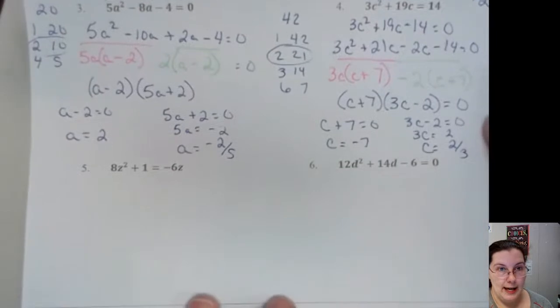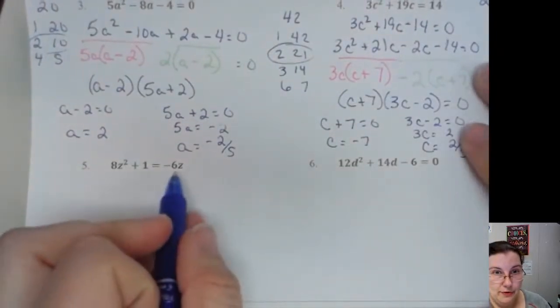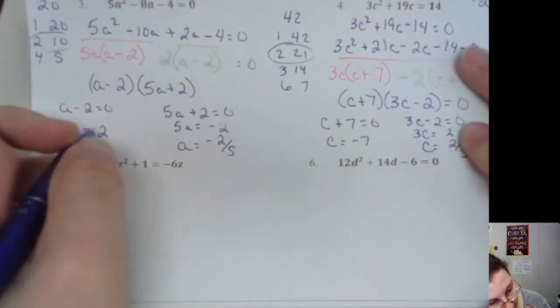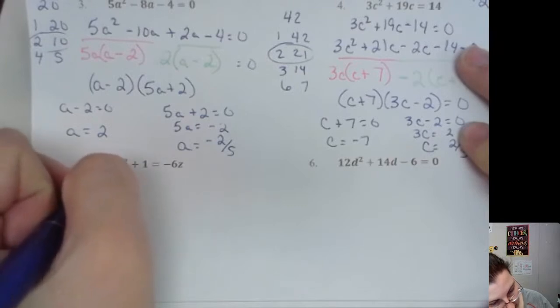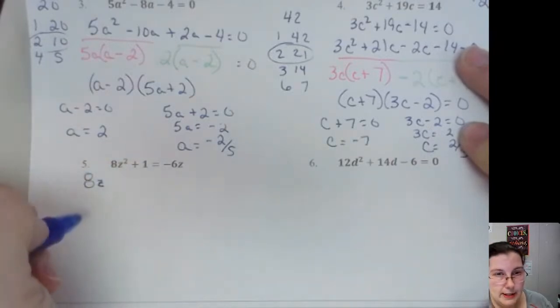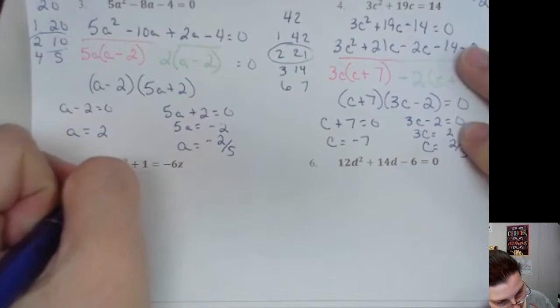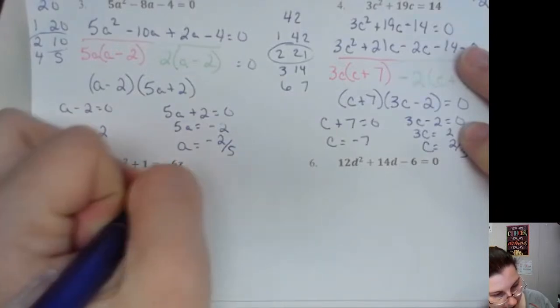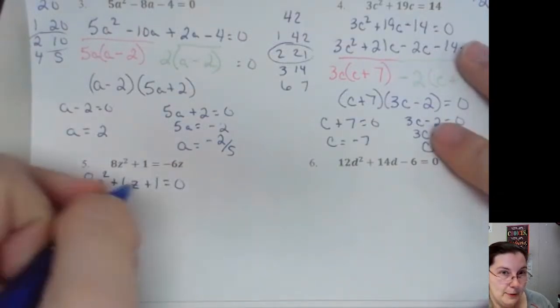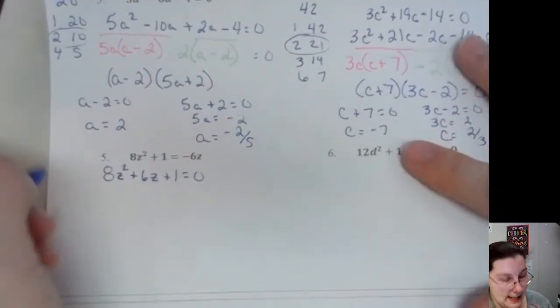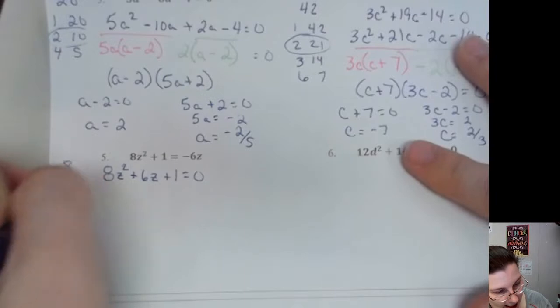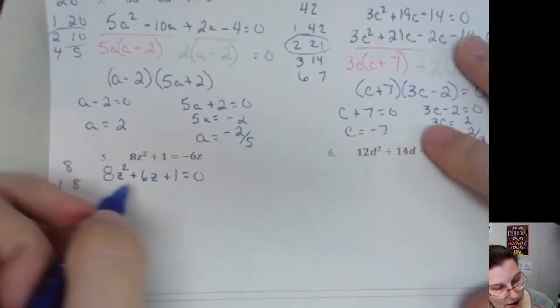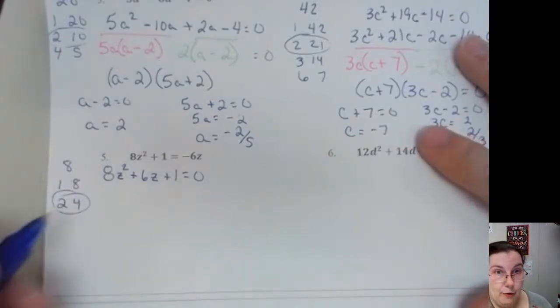All right, looking at number 5, again, we have to move this over. So if I write it in standard form after moving it, I have 8z, and I always put a line in my z so we can tell the difference between them and 2's. 8z squared plus 6z plus 1 equals 0. So when I multiply my a and my c, I get 8. Factors are 1, 8, 2, and 4. And so to get to 6, I have to use the 2 and 4.